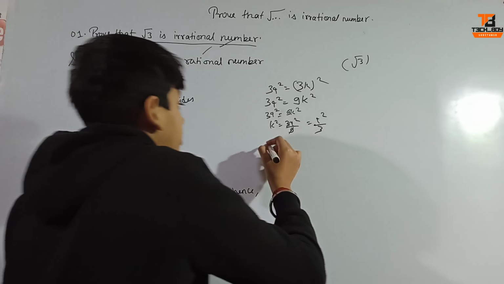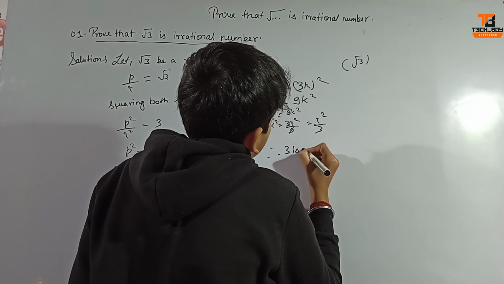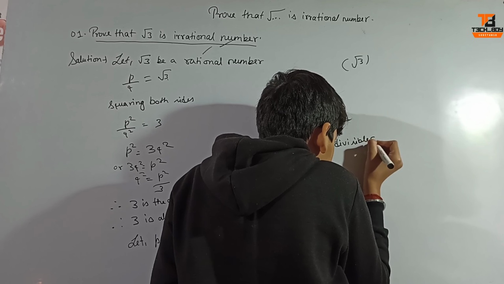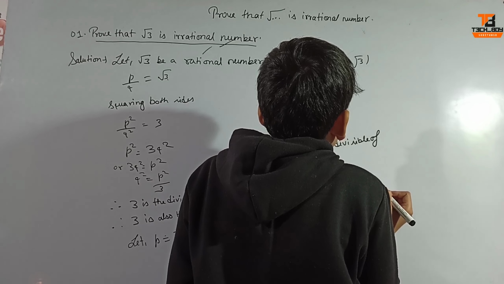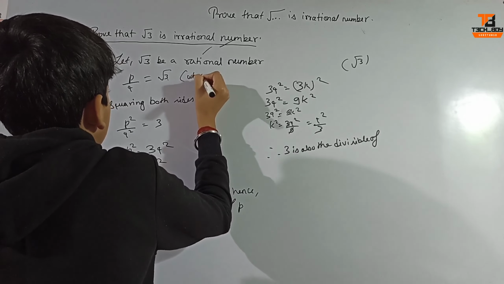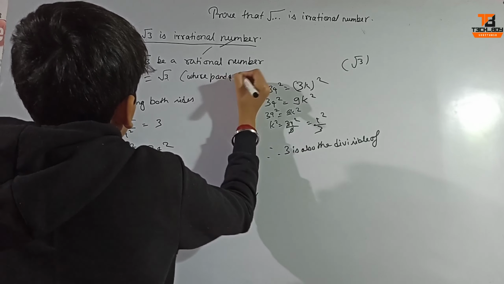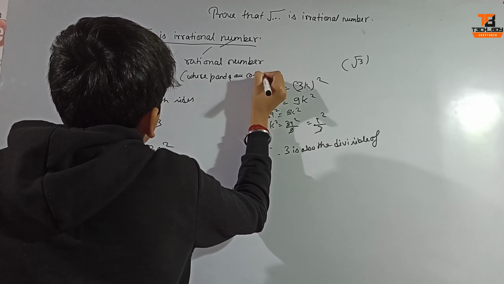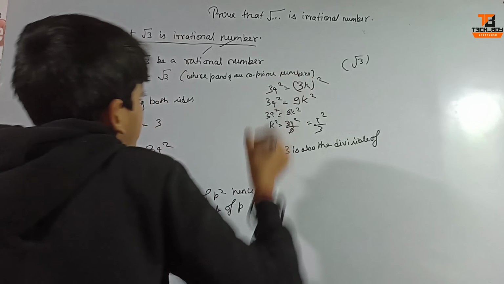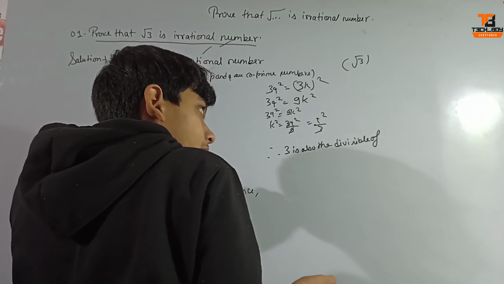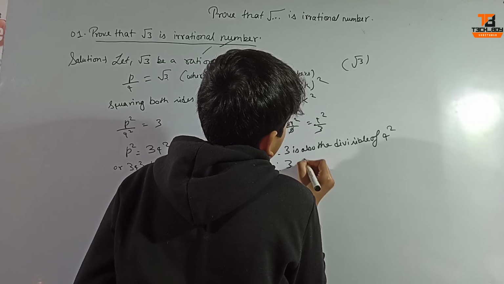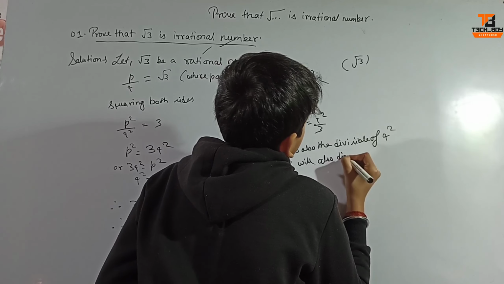From here we get that 3 also divides q square, where p and q are co-prime numbers. Co-prime means they have no common factor other than 1. Then 3 divides q square, so 3 will also divide q.